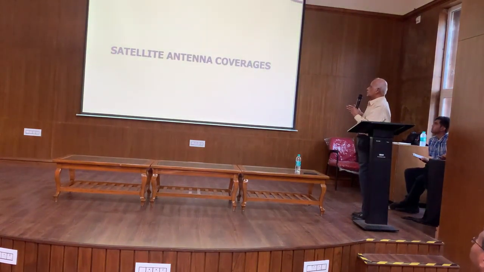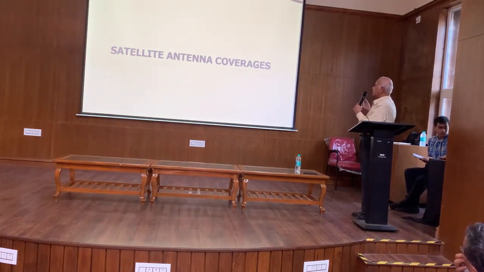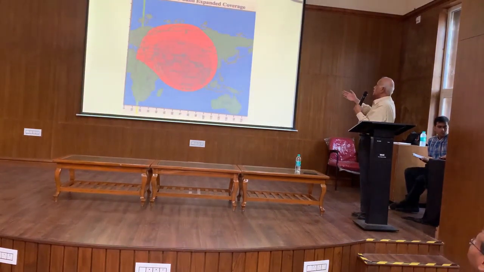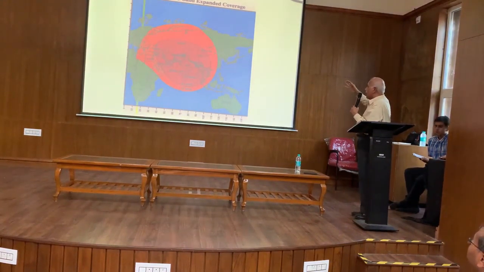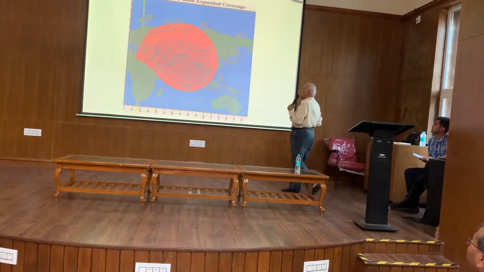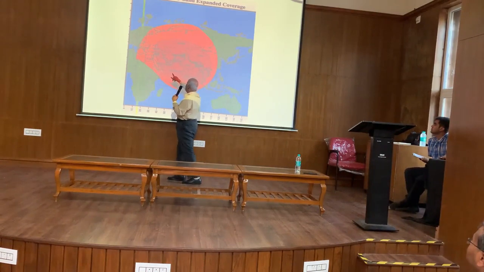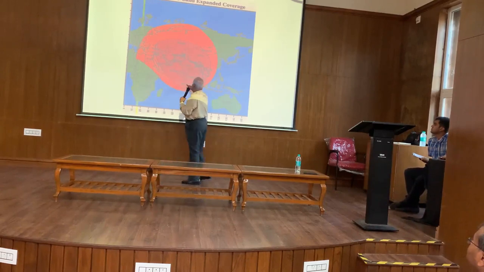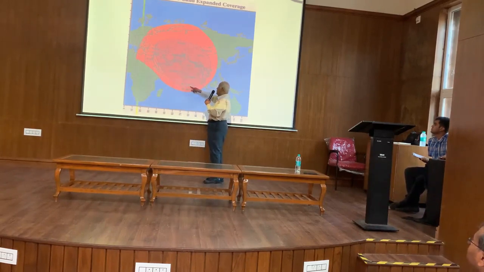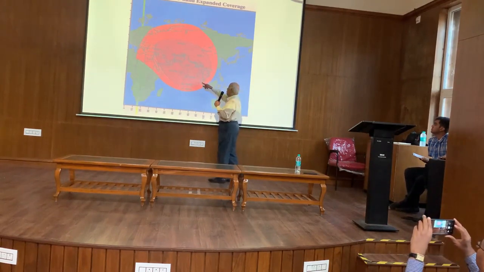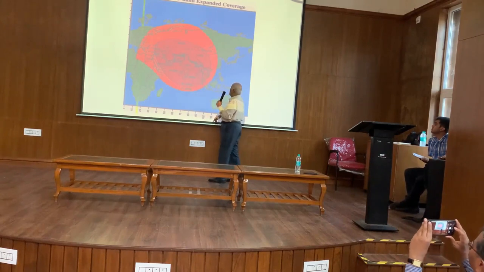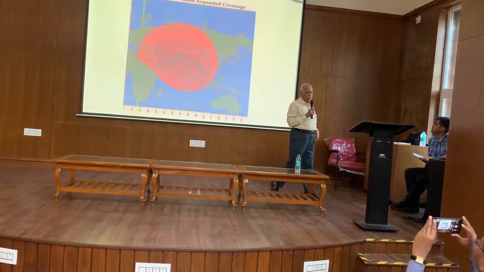Now, I will show some of the typical antenna coverages which we get from the satellite antenna. Next. This is a C-band expanded coverage. It covers beyond India. This is India. It goes to the Middle East and up to Egypt. This is the primary coverage. This is the secondary coverage. In the primary coverage, you get 36 dBW EIRP. In the secondary coverage, you get 32 dBW. It goes up to Andaman and Nicobar. So this is one type of coverage. Next.